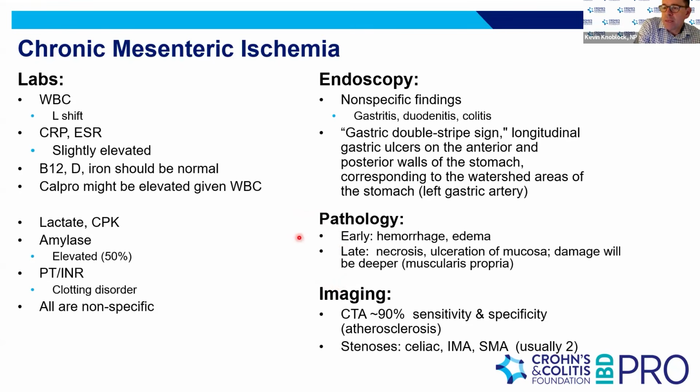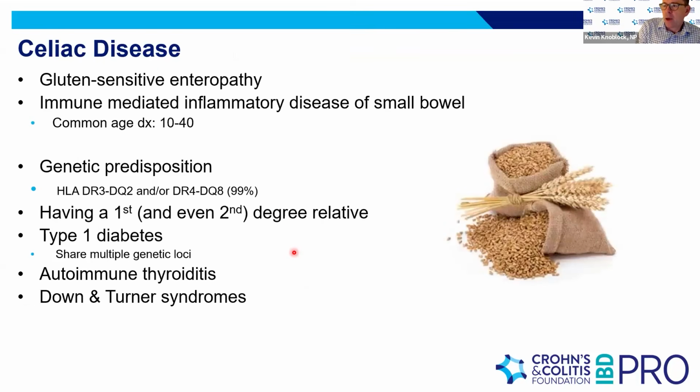If you're thinking of imaging, a CTA has about 90% sensitivity and specificity. I mean, CTA is not the first thing most people do; we do CTs, MREs, MRIs. It might take you a little bit to get there. But I wanted to go over chronic mesenteric ischemia just because it has similar symptoms of pain with eating, abdominal pain, maybe some weight loss that's been going on. So it can mimic there.